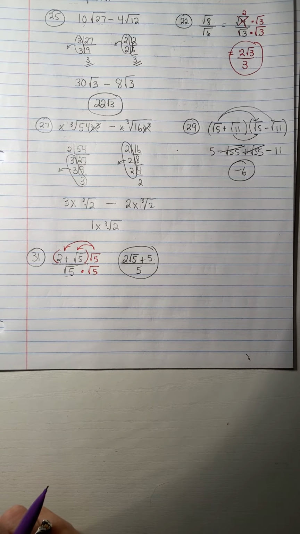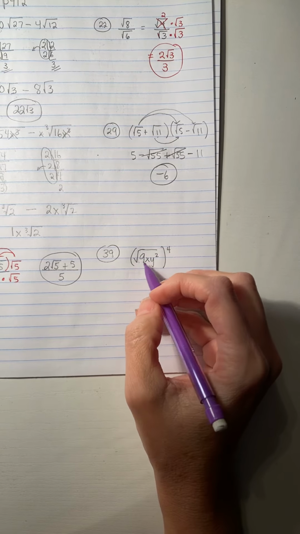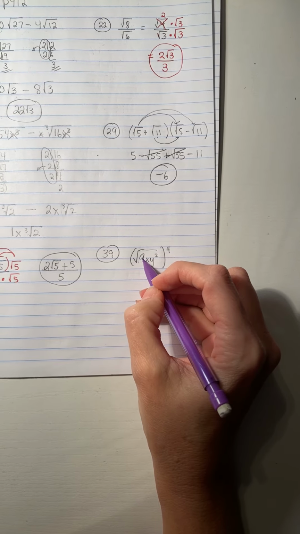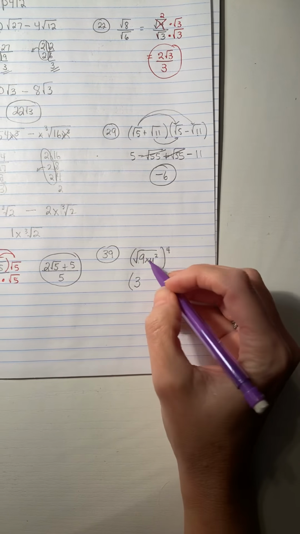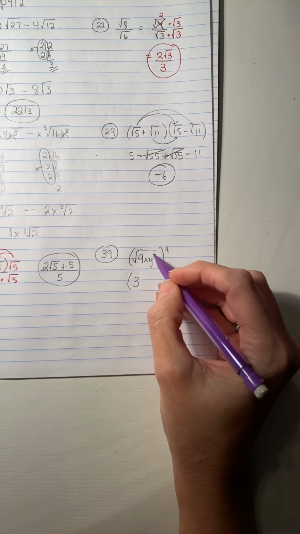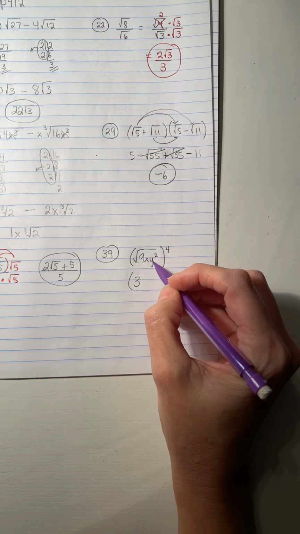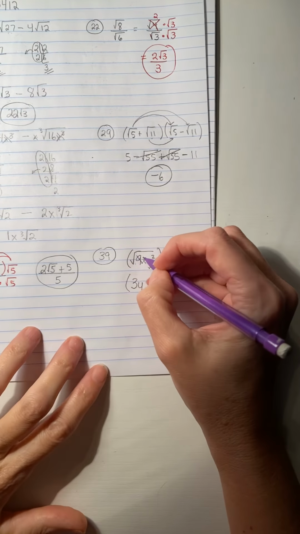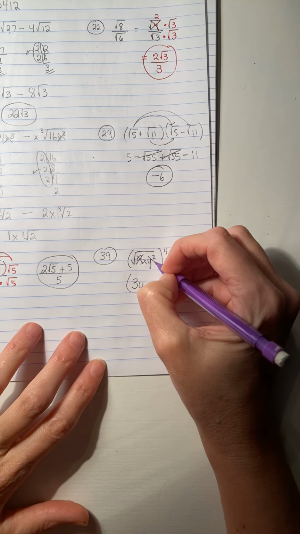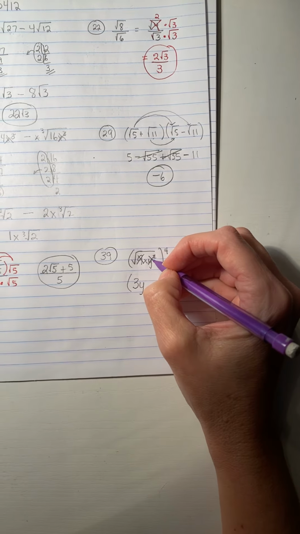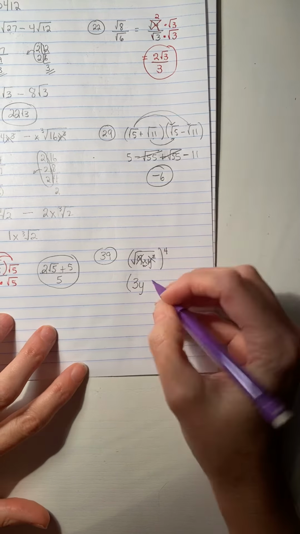And I picked number 39. Square root of 9xy squared to the 4th. Okay. Part of this can be done. Square root of 9 is 3. So I'm going to leave that as 3. Square root of y squared, since there's twins, and it's a square root, that's just a y. So see, the 9 is done because I took the square root of 9, and the y squared is done because I took the square root of y squared. What's left in there is an x.